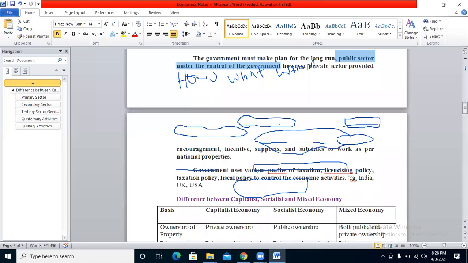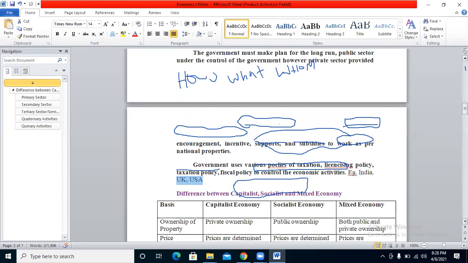Okay, so for example, the major countries that have adopted the mixed economic concept are India, and right now UK and USA. Initially, the UK and USA adopted the capitalist economy, but now they are moving towards the mixed economic formation. So UK and USA are also using the mixed type of economy.